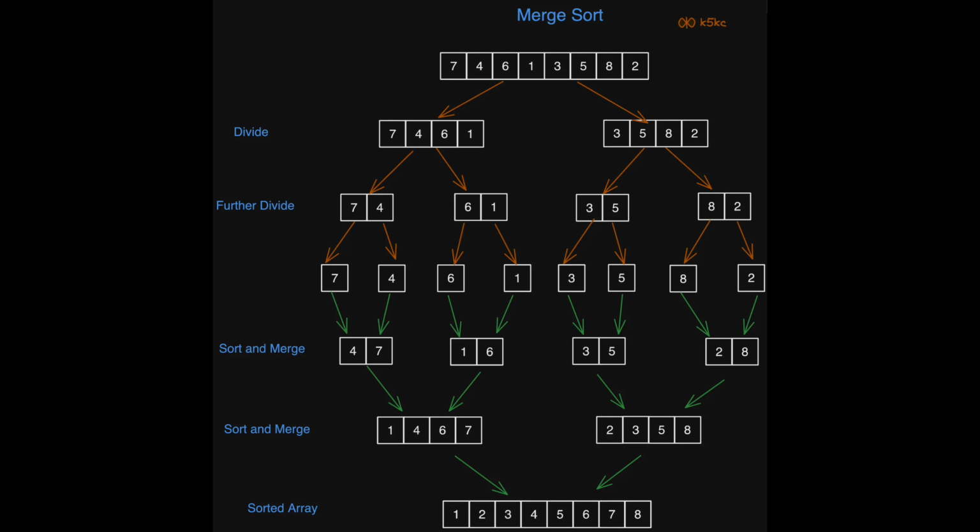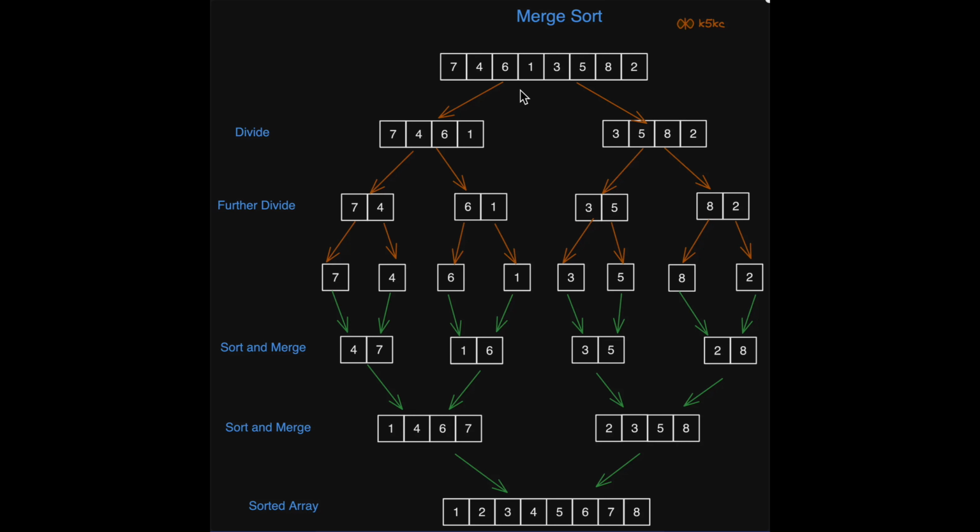Now let's look at it with an example. In this case, we can see that the array size is 8. So we will divide it into two arrays of size 4. It doesn't matter if the array size is odd. For example, if it was 9, we will just say 5 on the left side and then 4 on the right side and then keep the algorithm moving.